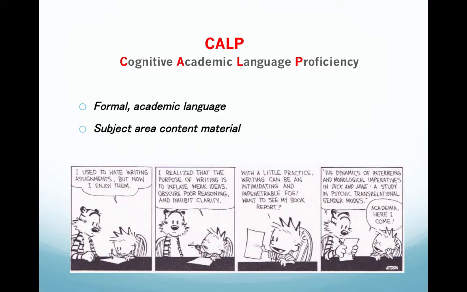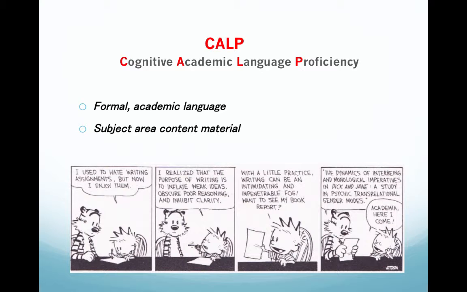Then the other aspect, or the flip of the coin we might say, is CALP. That's Cognitive Academic Language Proficiency. And you want to understand that CALP is really what we are using a lot of in school. Certainly our textbook is full of CALP. It's full of academic language. It's very formal. It's very subject related to particular content. And it's much more difficult to understand.